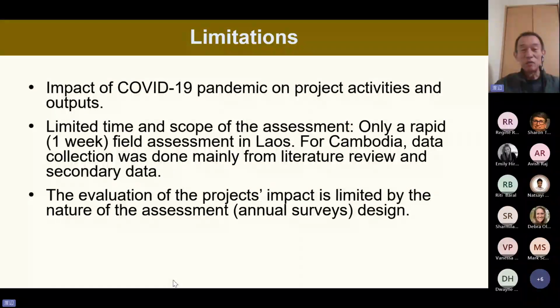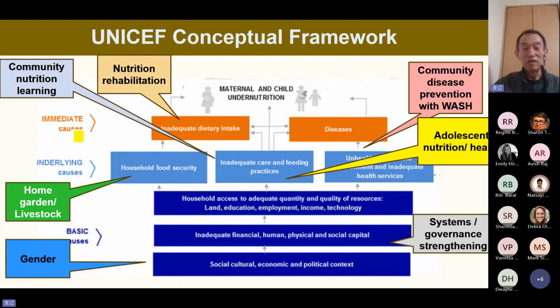I think most of you are already familiar with this chart. This is called the UNICEF Conceptual Framework of Malnutrition. It illustrates the different causes of malnutrition. At the immediate level, there are 2 direct causes: inadequate dietary intake and diseases. Those are individual level, most immediate causes of malnutrition.